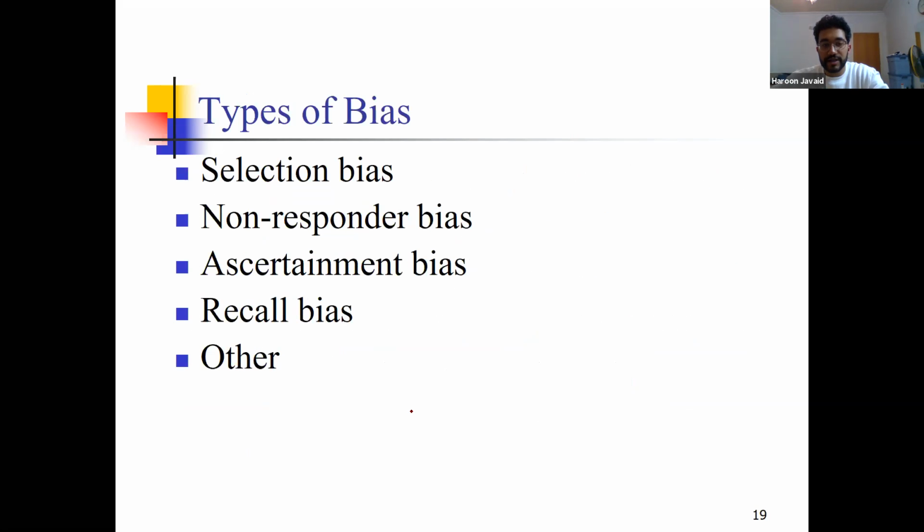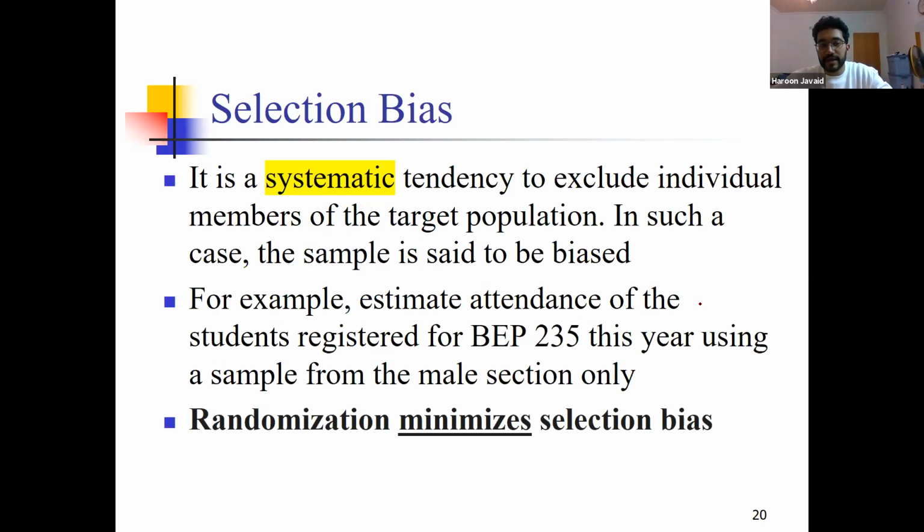Now, there are 4 types of bias, and you need to know the definitions and how to get rid of them. Selection bias is a systematic tendency to exclude individual members of a target population. For example, estimating the attendance of students registering for BEP this year, but only sampling from the male section. So you don't include the females. You are systematically excluding the females, so you have a problem in your selection process. That means you have a selection bias. How do you get rid of it? You randomize.